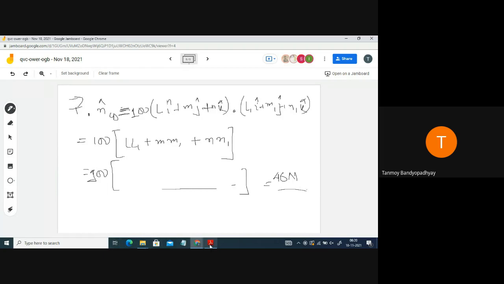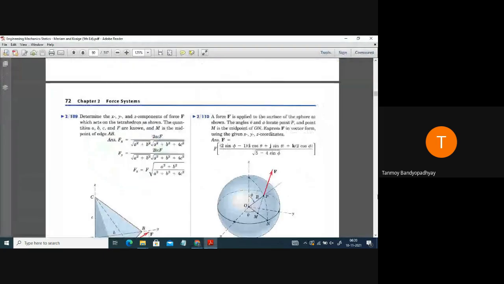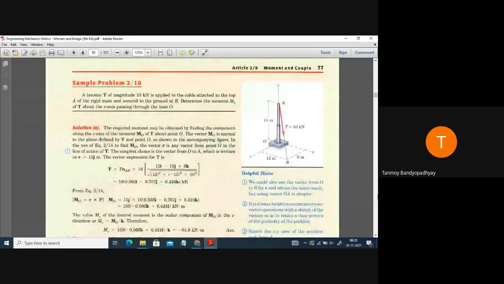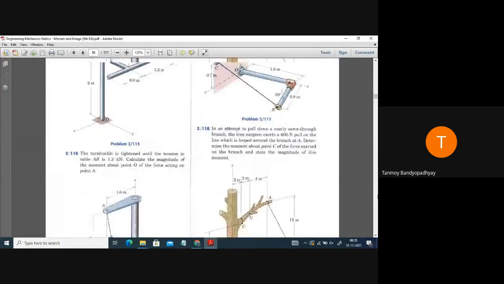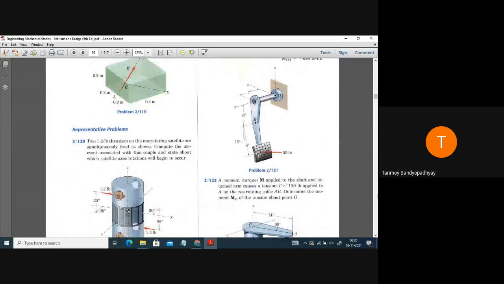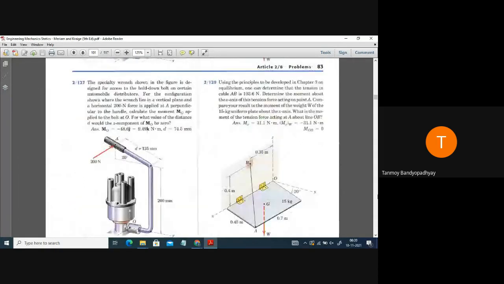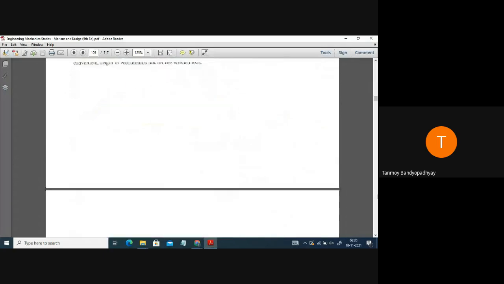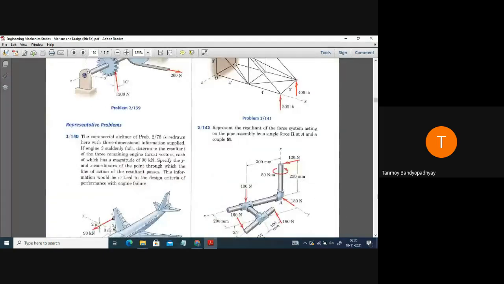There are some more problems. You can do them at home, you can try, but they are not needed. Every problem you don't need to do. Time is limited, that is why I suggest you don't need to do every problem. Don't go for all the problems in this book at this moment.